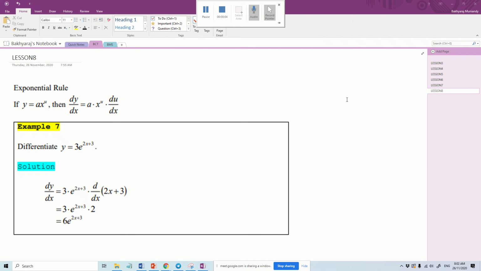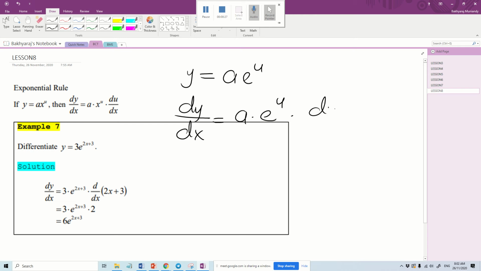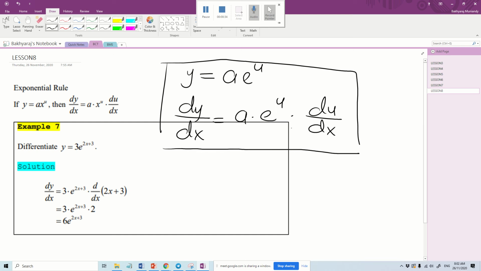Again, for the exponential rule, we have this condition: if you have y equals a exponent u, then we need to find dy/dx, which will be equal to a dot e^u dot du/dx. If you can follow this formula, any question for an exponential function you can do.